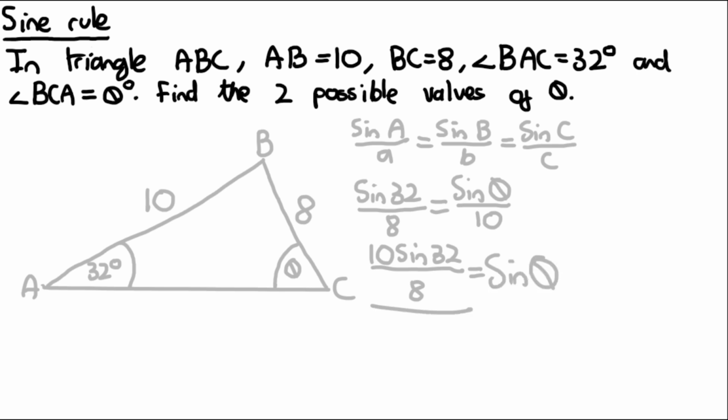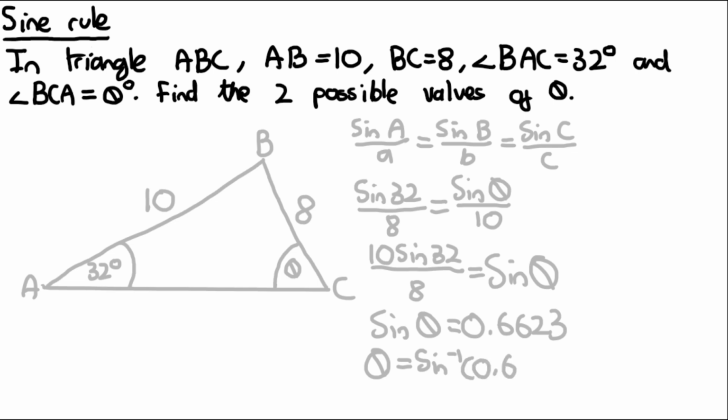Put 10 sin 32 over 8 into a calculator and you get out the value sin theta is equal to 0.6623, and then in order to get theta, theta will be the inverse sine of 0.6623, which you put into a calculator, is equal to 41.48. So theta is equal to 41.48.